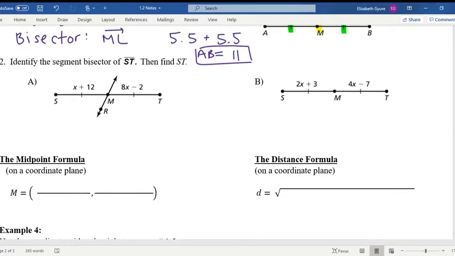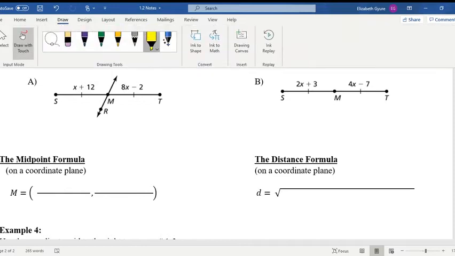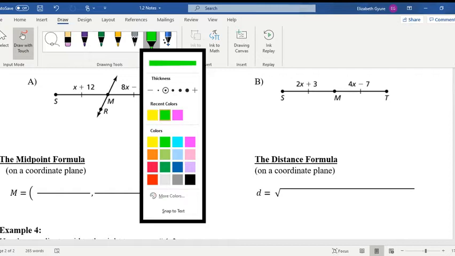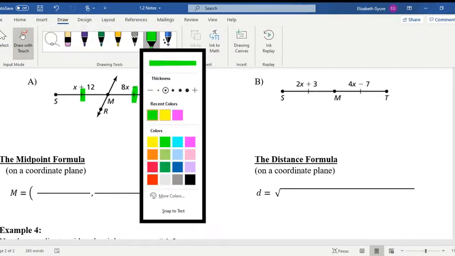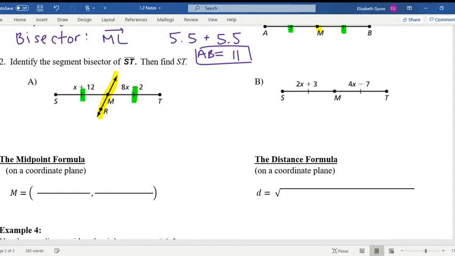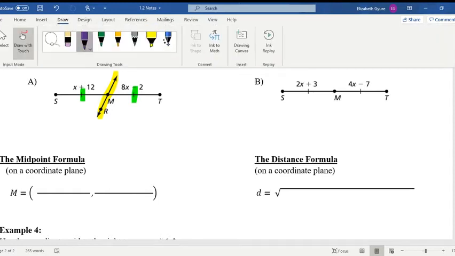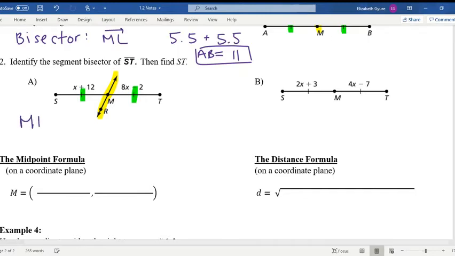Okay. Number 2, identify the segment bisector of segment ST, then find the measure of ST. So again, notice the little congruent symbols, the little tick marks, right? That means the left and right are congruent. So that means M is the midpoint, and the line that goes through M is the bisector. So this line here is your segment bisector. So we're going to say that that is line MR. Use your 2 points.